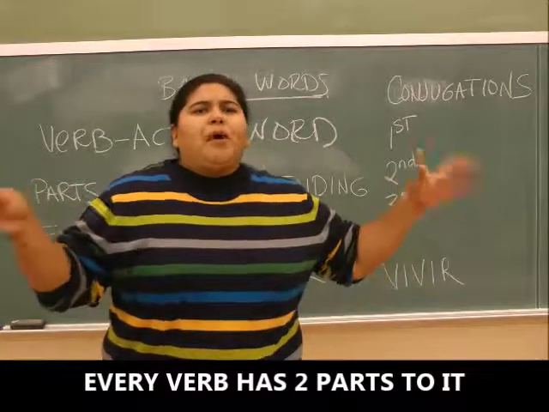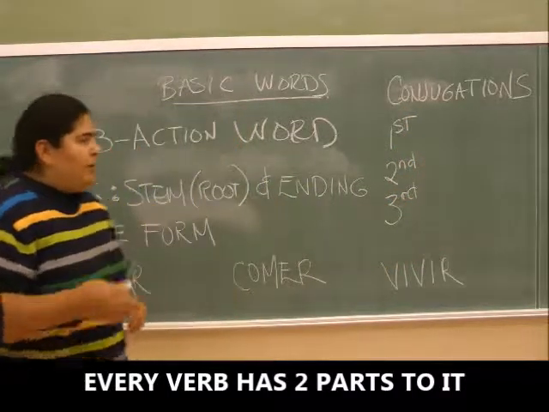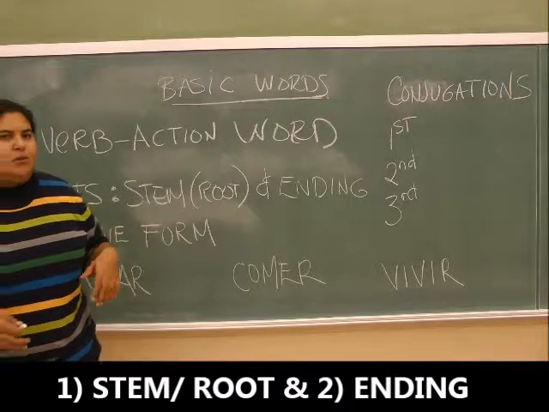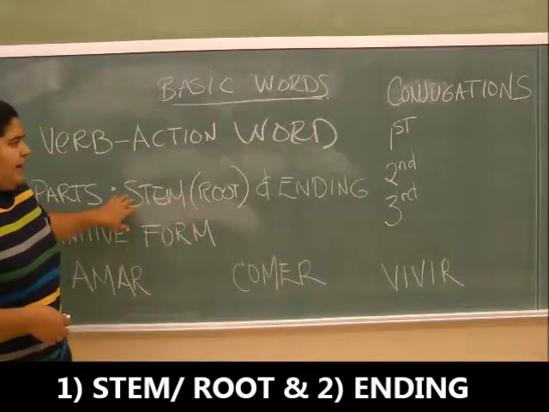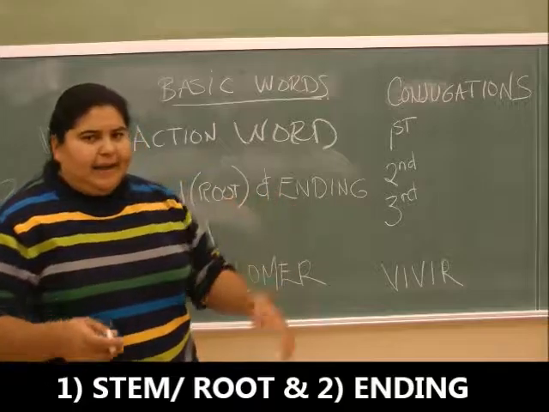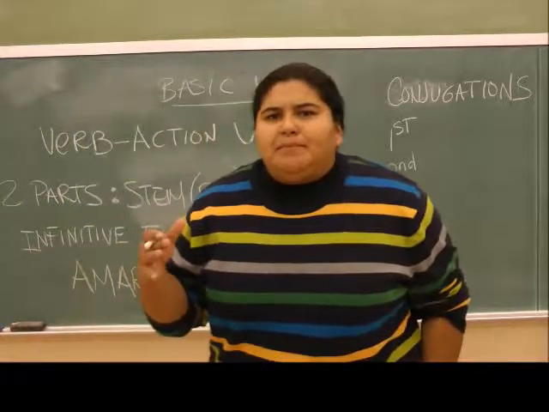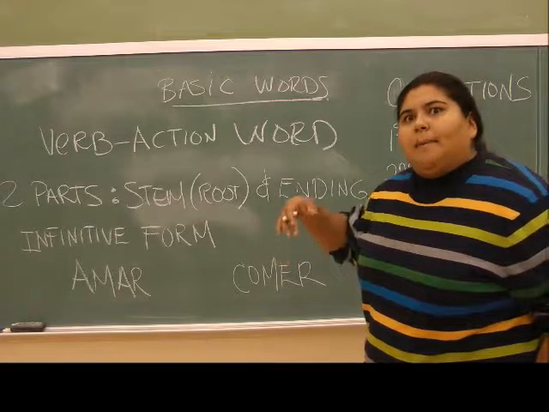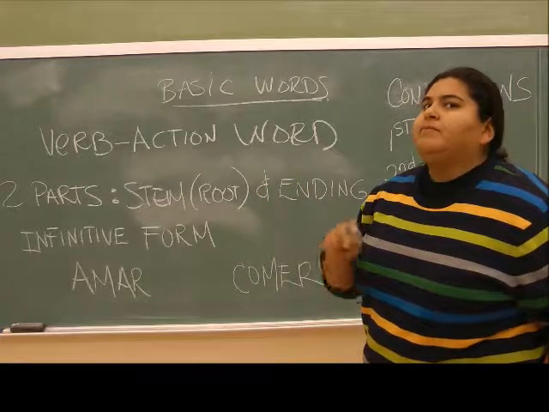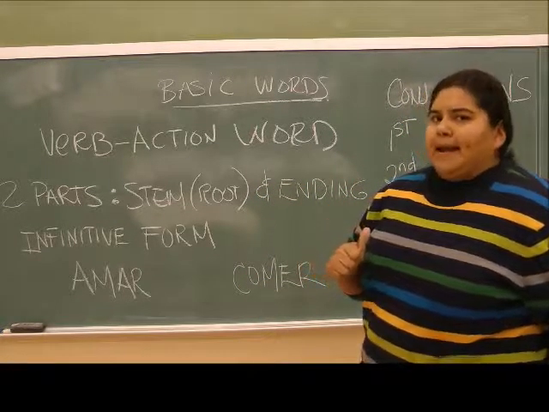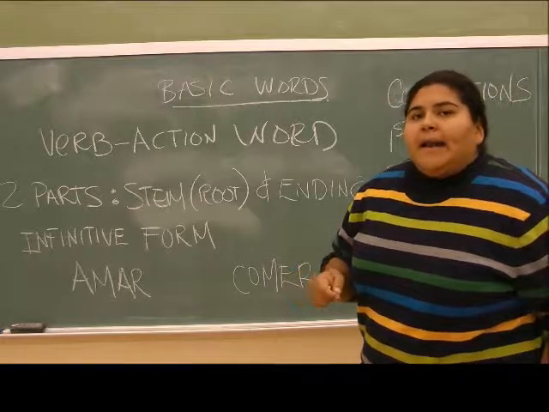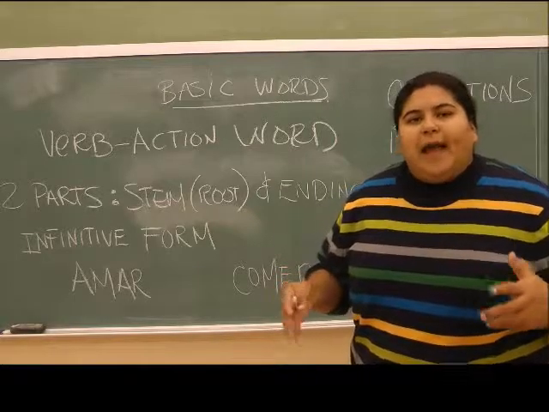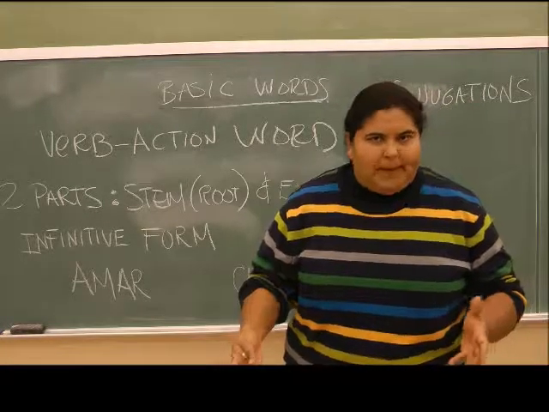And so what two parts is a verb made out of? Well, the very first part that it has is the stem, which some people like to call the root. And then the second part is the ending. And so we come to know what a verb is, and we come to know how many parts a verb has. Stem and ending. And so now the question is, I know now what a verb is, and I know how many parts they have, so what good is it for me?